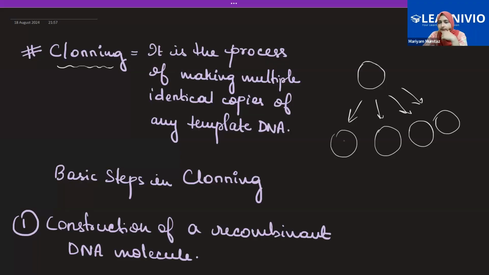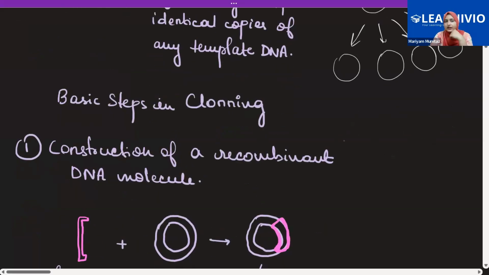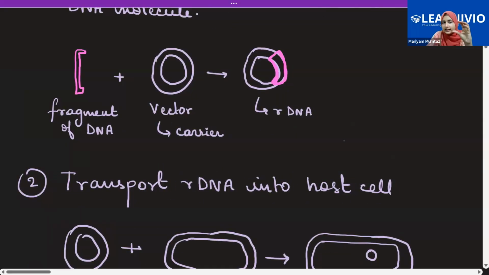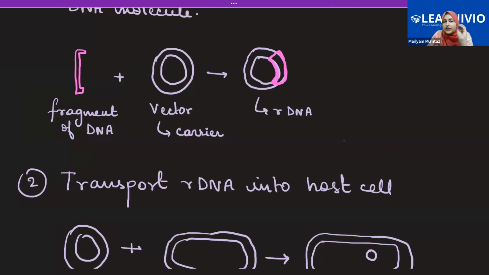Understood? So what are the steps in cloning? First of all, you create a recombinant DNA molecule. How do we do that? You take the fragment of the DNA that is of interest to you, the gene of interest. You put it into a vector, which is a carrier, and together this becomes a recombinant DNA, the DNA that has been altered.